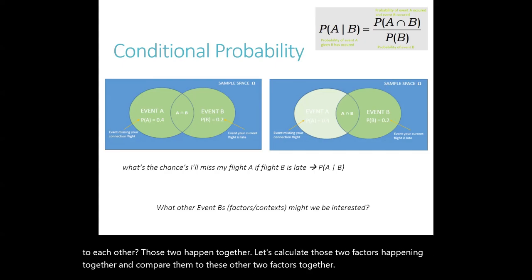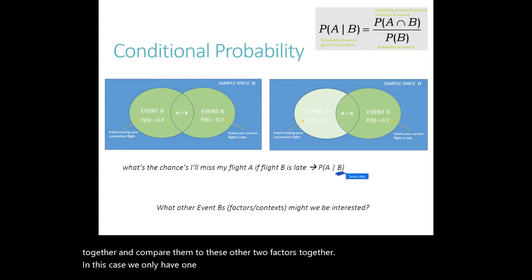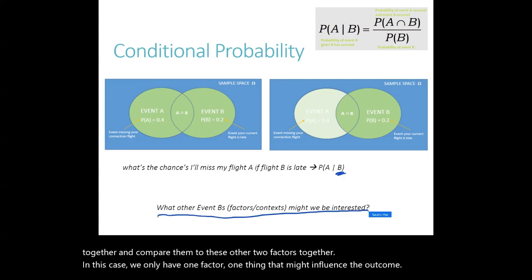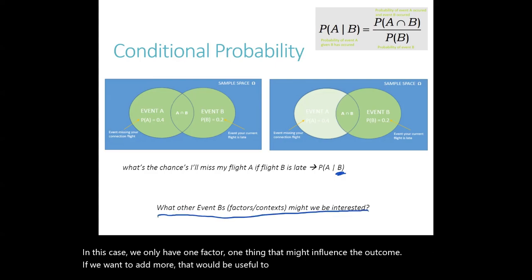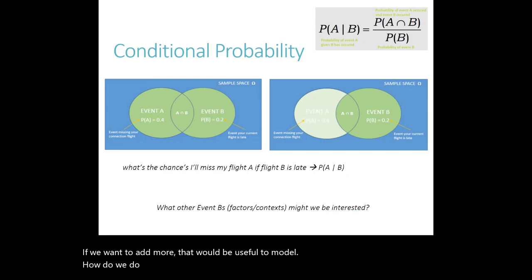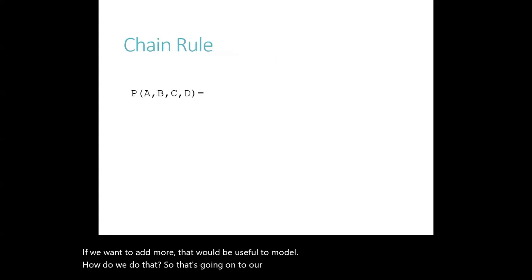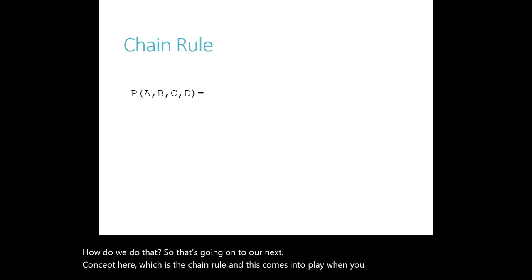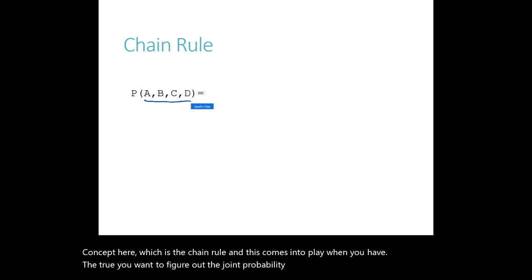In this case, we only have one factor, one thing that might influence the outcome. If we want to add more, that would be useful to model. How do we do that? So that's going on to our next concept here, which is the chain rule. And this comes into play when you want to figure out the joint probability of a lot of factors happening.